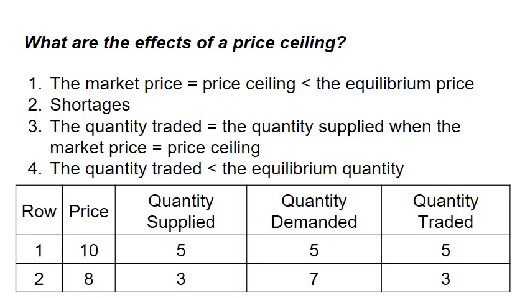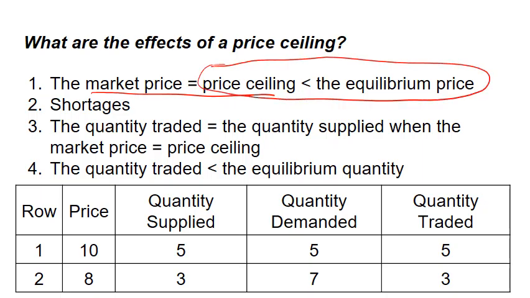The predictable effects are: the market price will be less than the equilibrium price. The price ceiling is the market price when it is less than the equilibrium price. And we said earlier that the price ceilings we're going to study are those that are less than equilibrium. Therefore, the market price will be less than the equilibrium price.